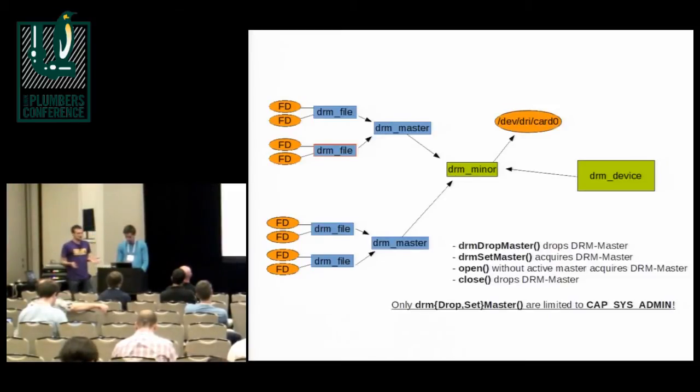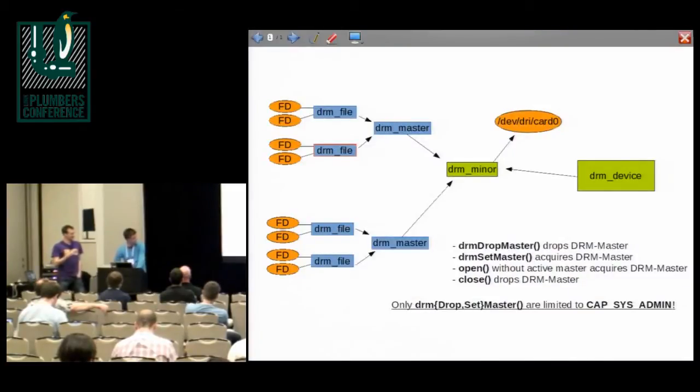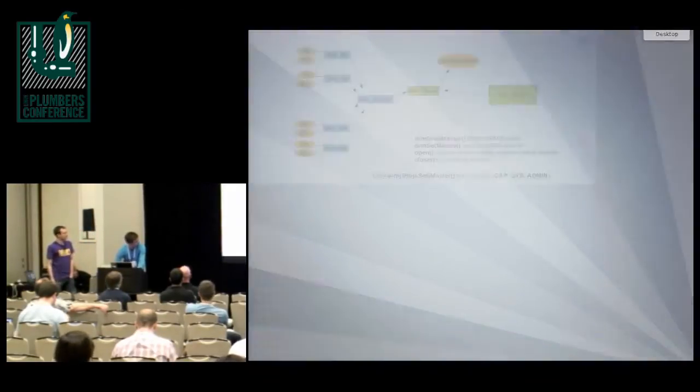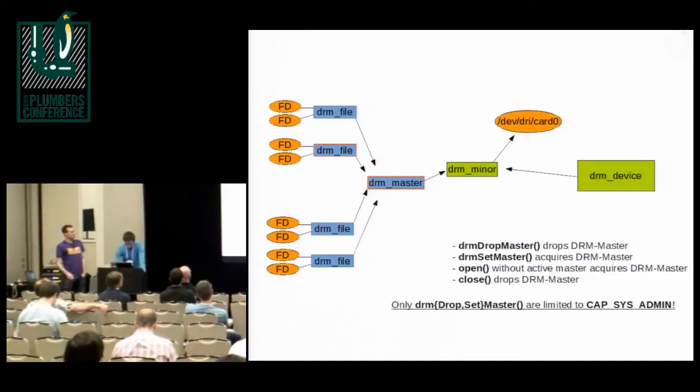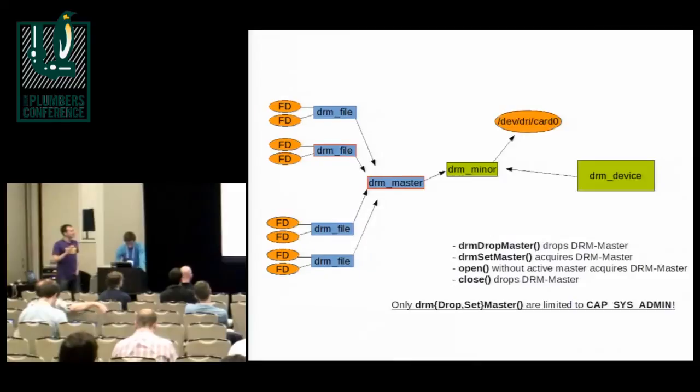And that's also the reason why I think we should just drop the DRM master objects in the kernel, because they are also unused. So what we're trying to do is to just drop the DRM master concept and make it like this. We have only one DRM master object in the kernel, and every client gets associated to it. Then the active DRM master is only one of these clients, and only one of them can be the active DRM master.